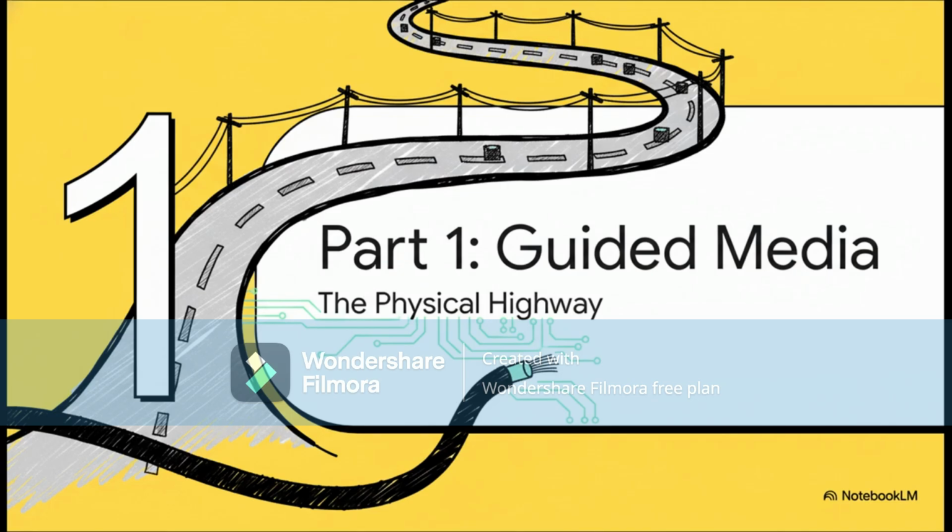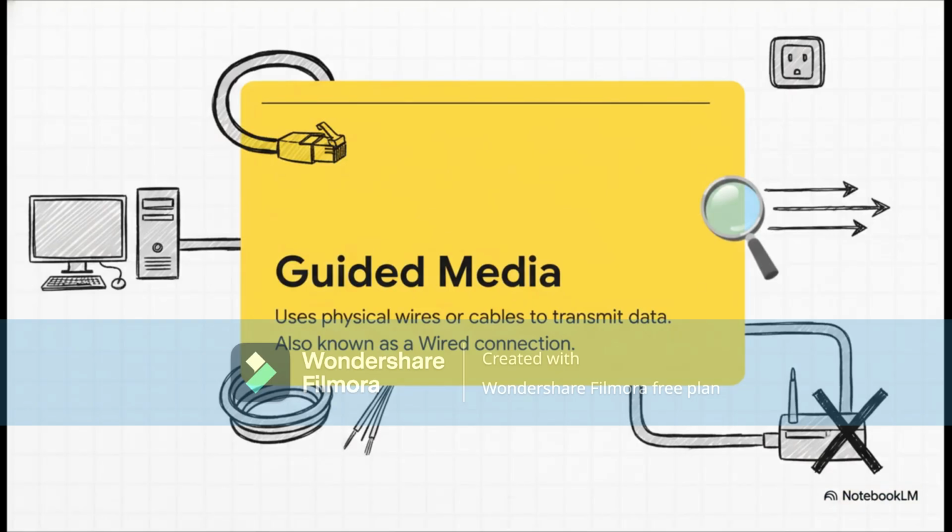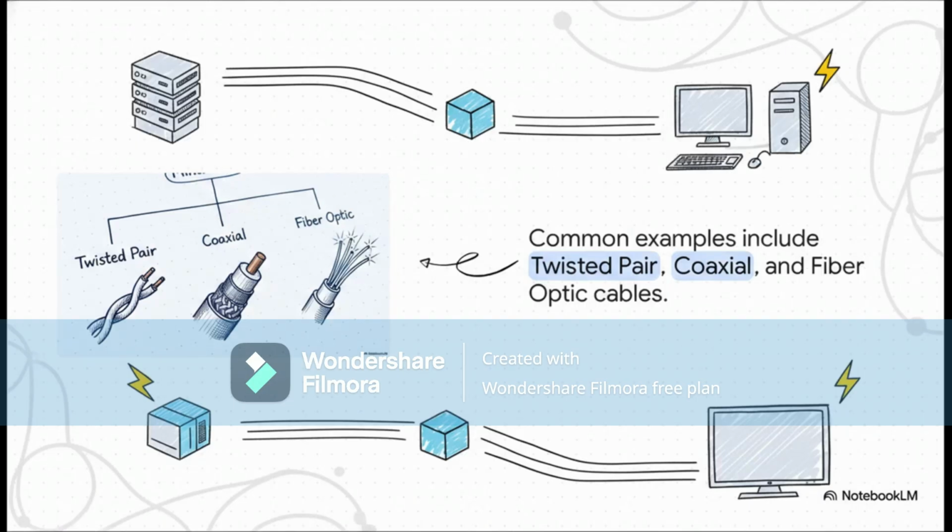The absolute best way to picture this is to think of it like a physical highway built just for data to zoom along. Okay, the most important word on this slide, and probably in this whole section, is physical. Guided media needs actual physical wires or cables to send signals. That's why we also call it a wired connection. Think about that Ethernet cable you might plug into a computer or a gaming console. That's guided media.